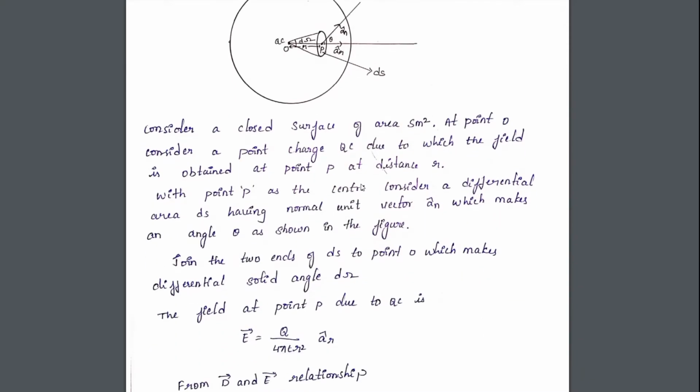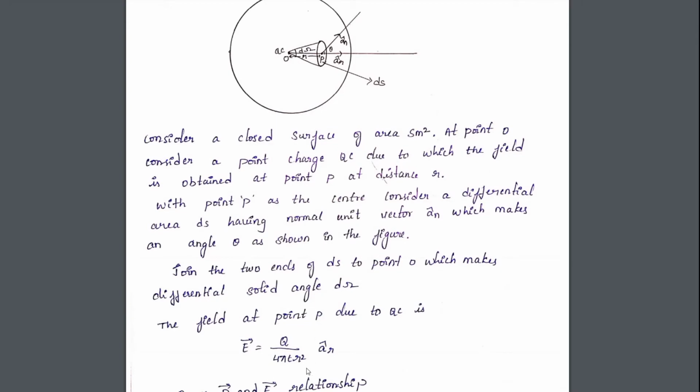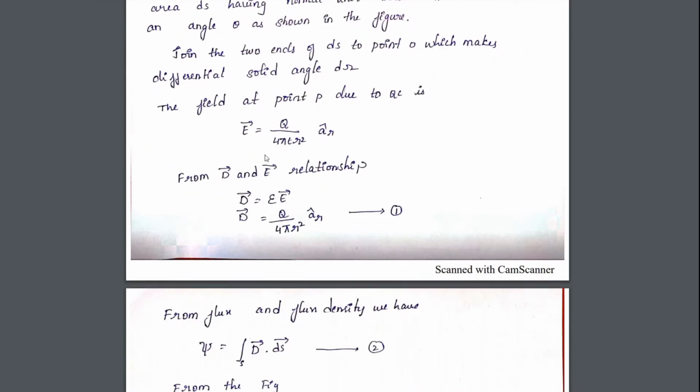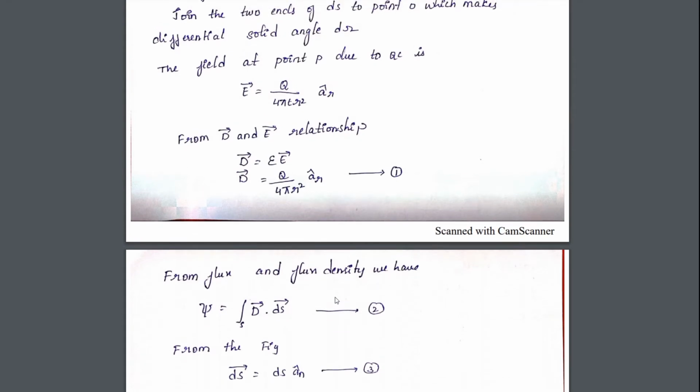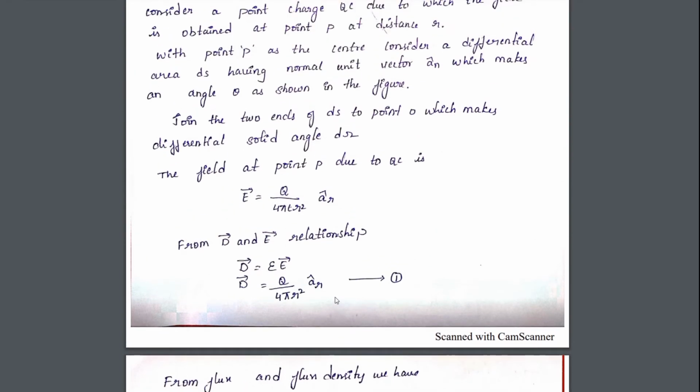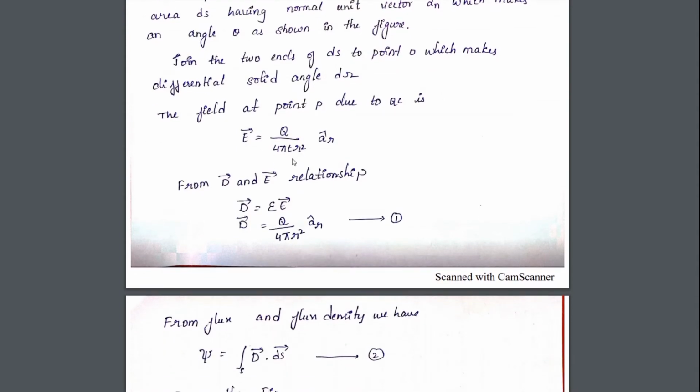So you know, all of you, the field due to a point charge, you write that. E is equal to what? Q by 4 pi epsilon r square into AR. Then we have arrived that D is what? Epsilon into E. And if you multiply this E by epsilon, you'll get the D value. And once after calculating E, you convert to D by using the relation D is equal to epsilon into E, you'll get the first equation.